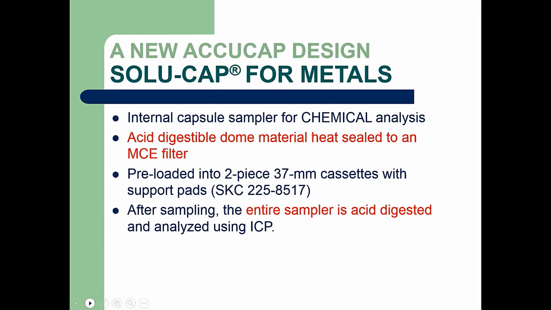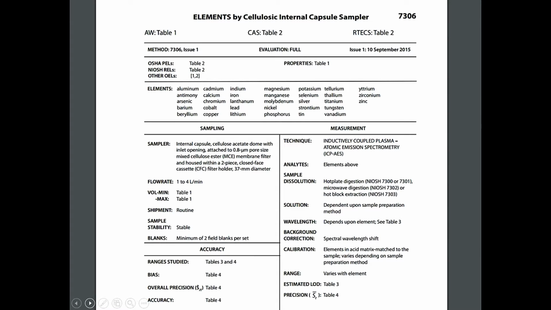Now here you can see NIOSH method 7306. This was released late last year for the collection of elements or metals using what they call, in generic terms, cellulosic internal capsule sampler. The method validation was done using the SKC Solucaps. Now, note that traditional filter methods are still being used, but the internal capsule samplers, again, offer the advantage of complete sample collection and analysis without wiping the cassette walls.